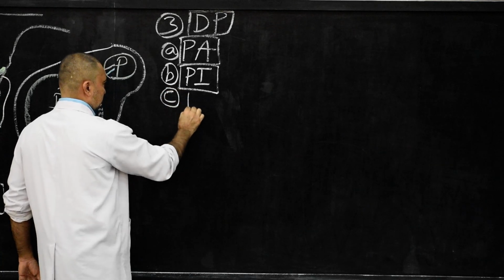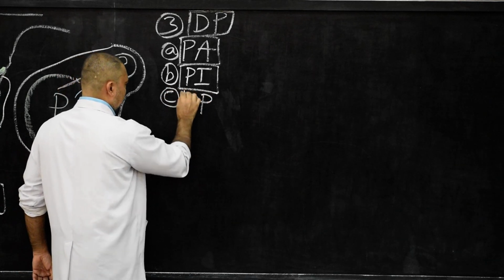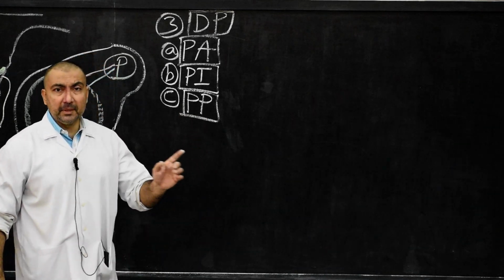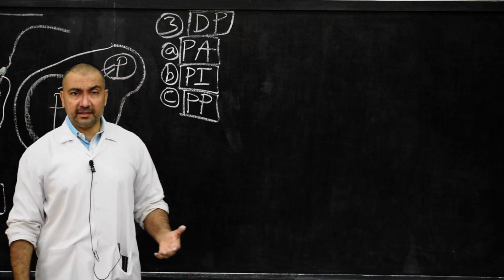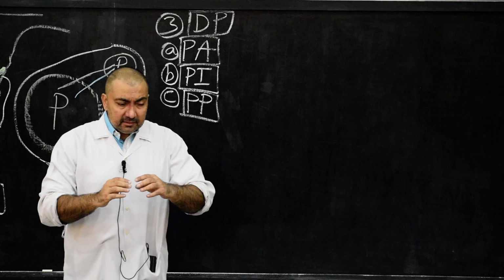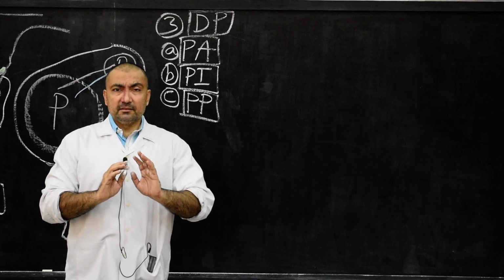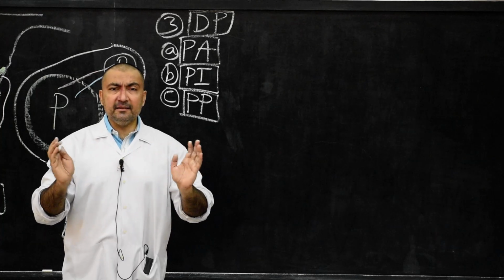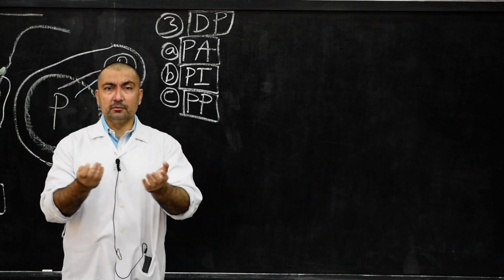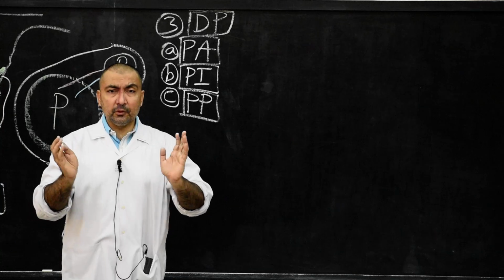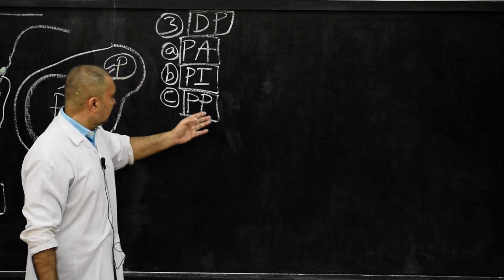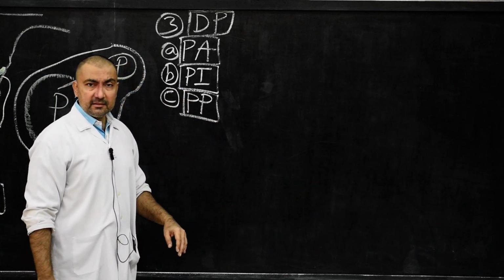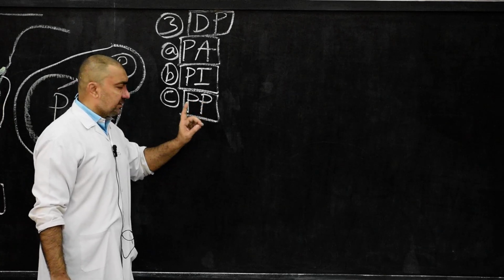Third type, it will be known as placenta percreta. PER, percreta. That means the placenta will penetrate in such a way that it will penetrate the entire uterine wall. So the entire uterine wall will be penetrated by the placenta, and that placenta will be known as placenta percreta.